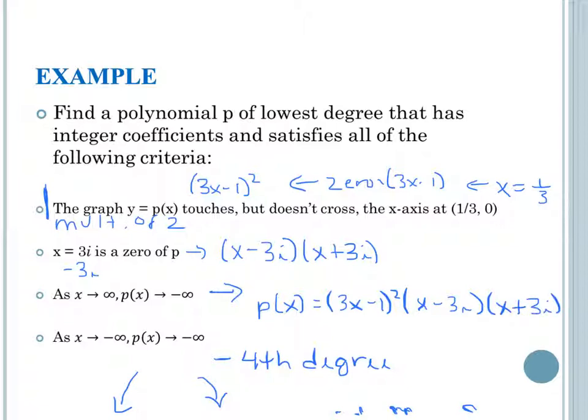And if I look at my degree, that's x squared, that's x, that's x. That's a 4th degree, but this is looking like a positive 4th degree, so I need a big old negative sign out in front to make sure that this graph is going to negative infinity.